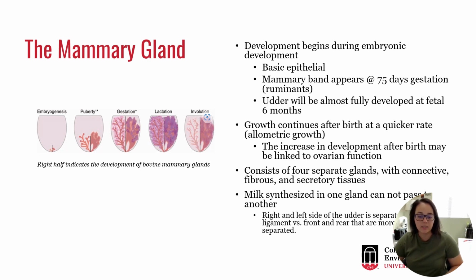So the mammary gland itself does consist of 4 separate glands. Those glands have connective, fibrous, and secretory tissues. Because it has 4 separate glands, we will never see milk that is synthesized in one gland pass to another. The right and the left sides are separated by a ligament, and then the front and the rear are also separated. So you'll never see milk that's synthesized in one gland be passed over to another gland.